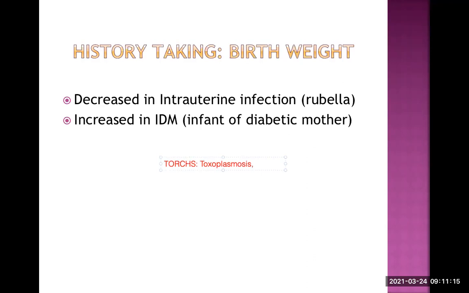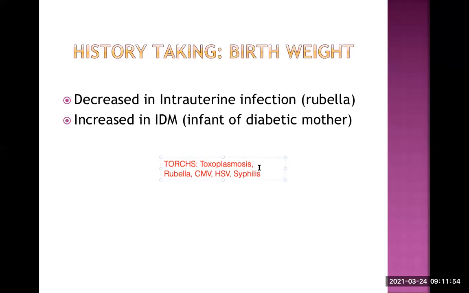R stands for rubella, that's what we are talking about right now. C stands for cytomegalovirus. H stands for herpes simplex virus. And S stands for syphilis. So all of you should know this. This is one of the pet questions of the examiner. Toxoplasmosis, rubella, cytomegalovirus, herpes simplex virus, and syphilis. These are called intrauterine infections.